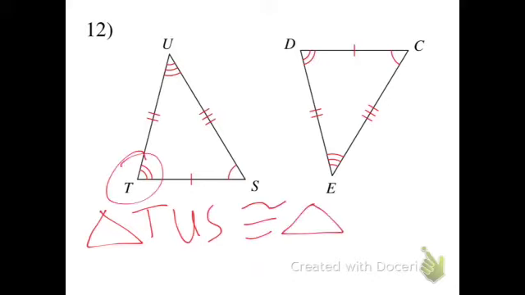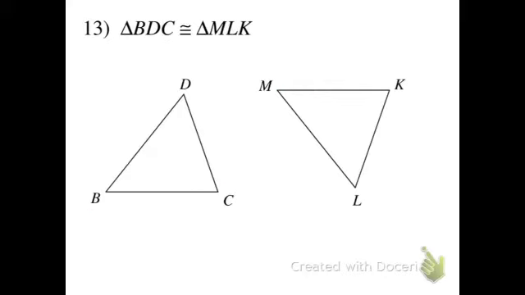Well, T has the 2 arcs, which is what D has. U has 3 marks, and so does E, so E is going to be my next one. And then S has 1 along with C, and so I'm going to put C last. On 13 and to the end, you're just filling in the markings, and use your statement here to help you know which angles match up.